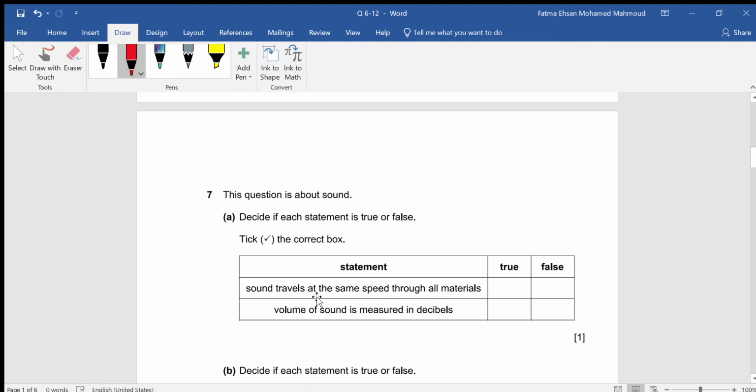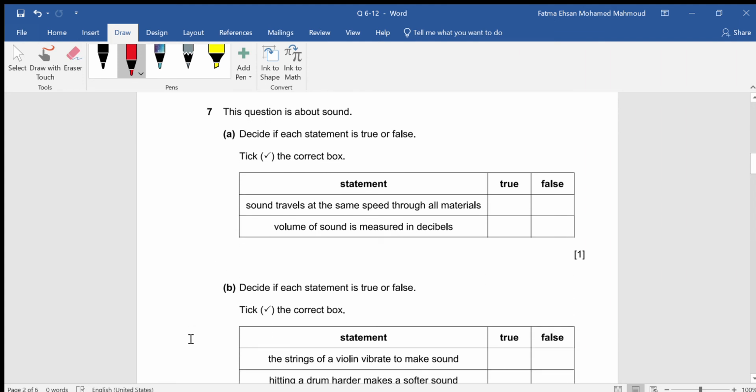Question number 7. This question is about sound. Decide if each statement is true or false. Tick the correct box. Sound travels at the same speed through all materials. We know that sound travels. Is it at the same speed through all materials? True or false? It's actually false because sound travels at different speed through different materials. Volume of sound is measured in decibels, so the unit to measure the sound is decibel. That's true.